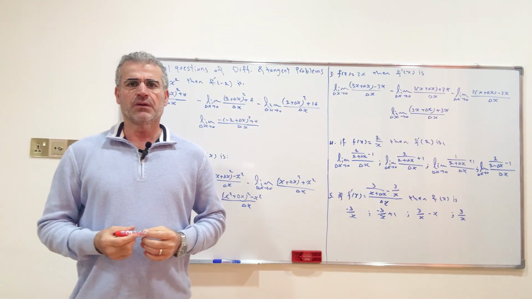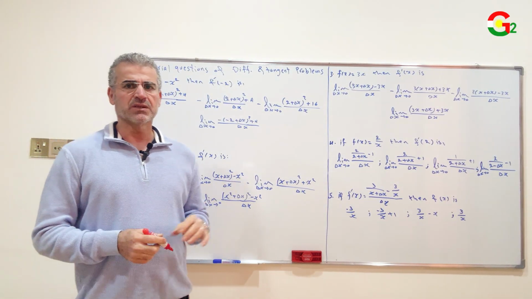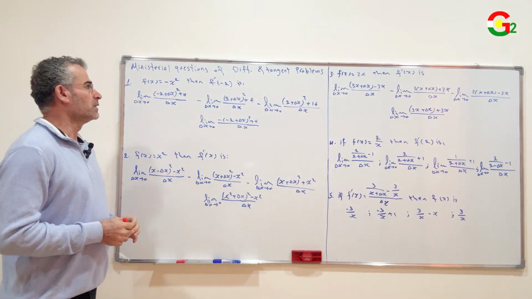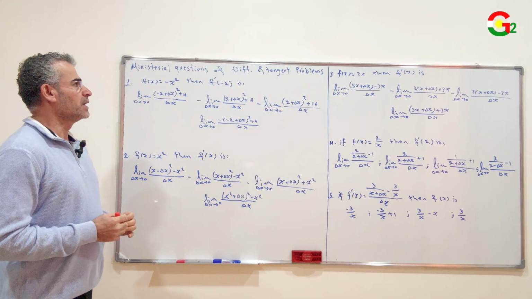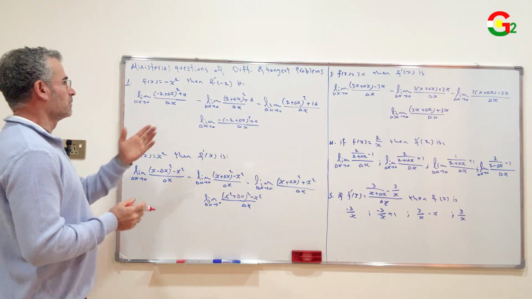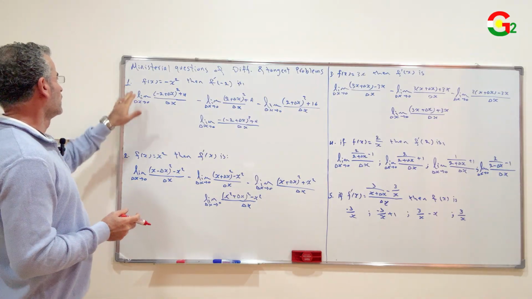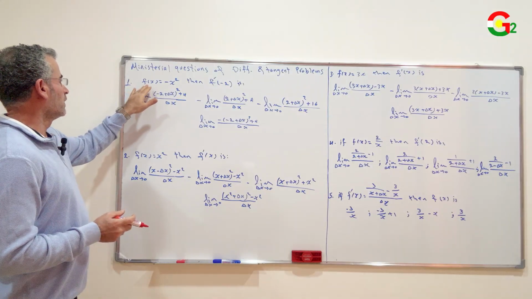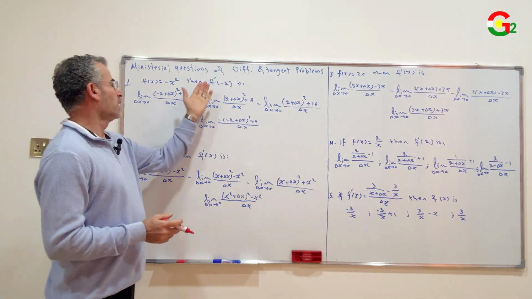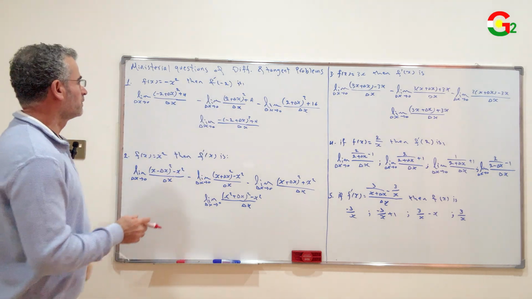Hello everyone. In this lesson, I will solve the ministerial questions of differentiability and the tangent problem. Question number 1. If f of x equals negative x power 2, then f prime of negative 2.